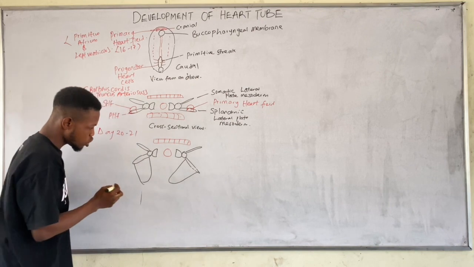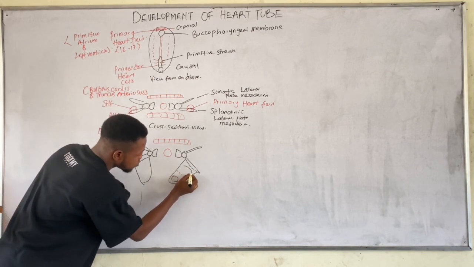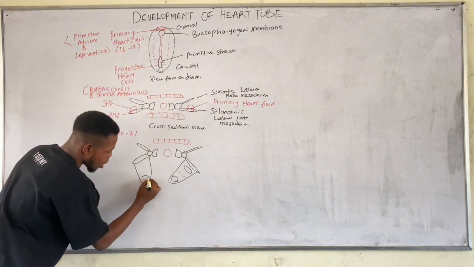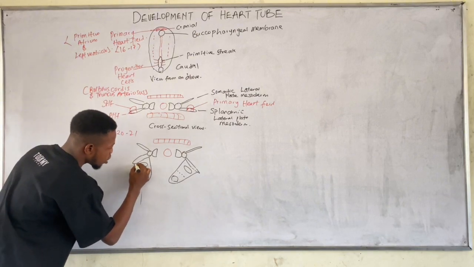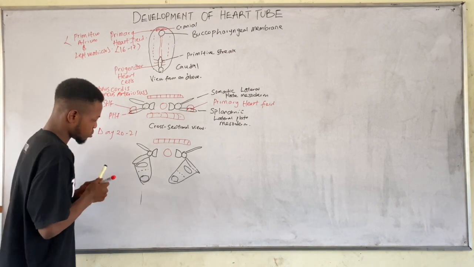Now, coming off from the mesoderm, which is the splanchnic layer, there's an outgrowth that comes off from here. So we also have here our what? The heart. Then here is our pericardium. Here is also our heart, and here is our what? Pericardial cavity. Now, what happens here?